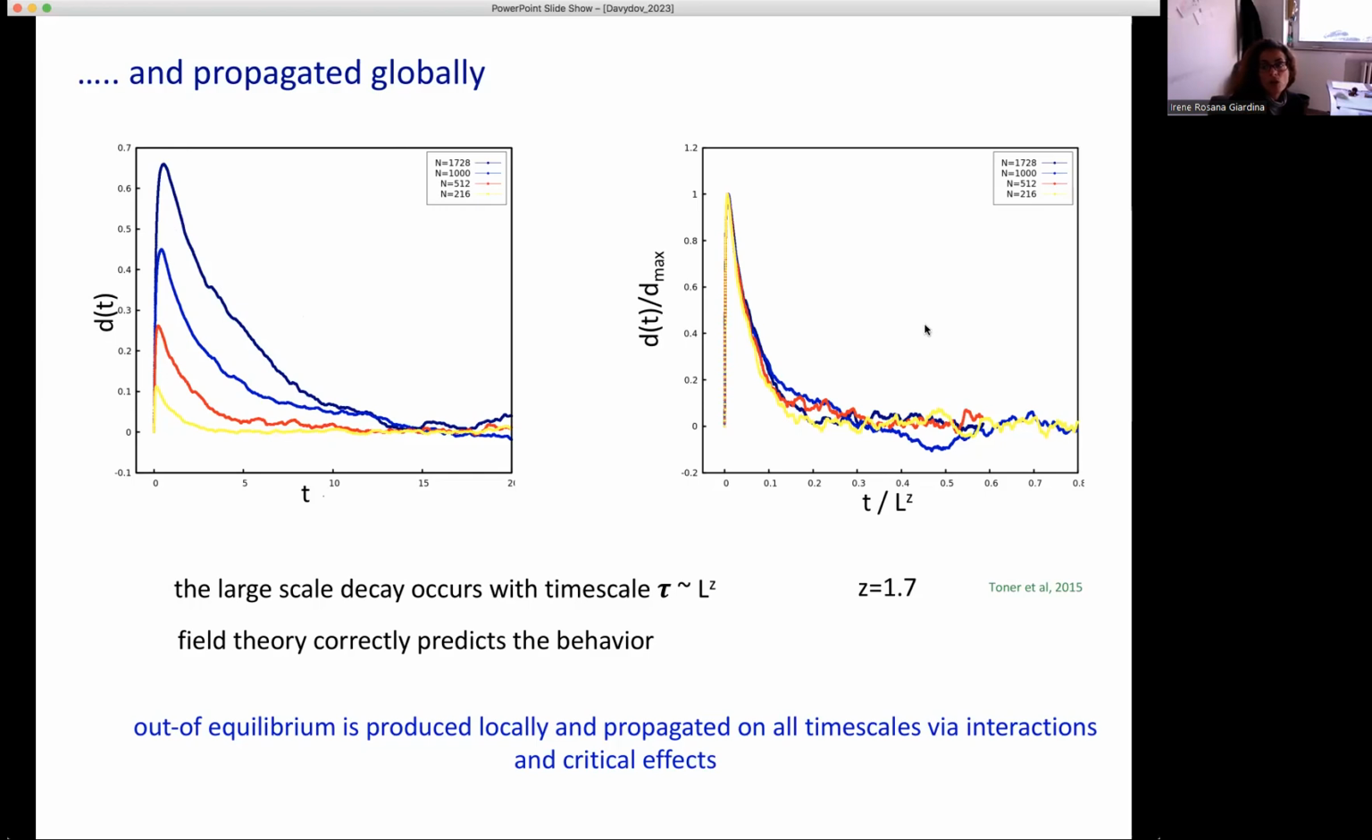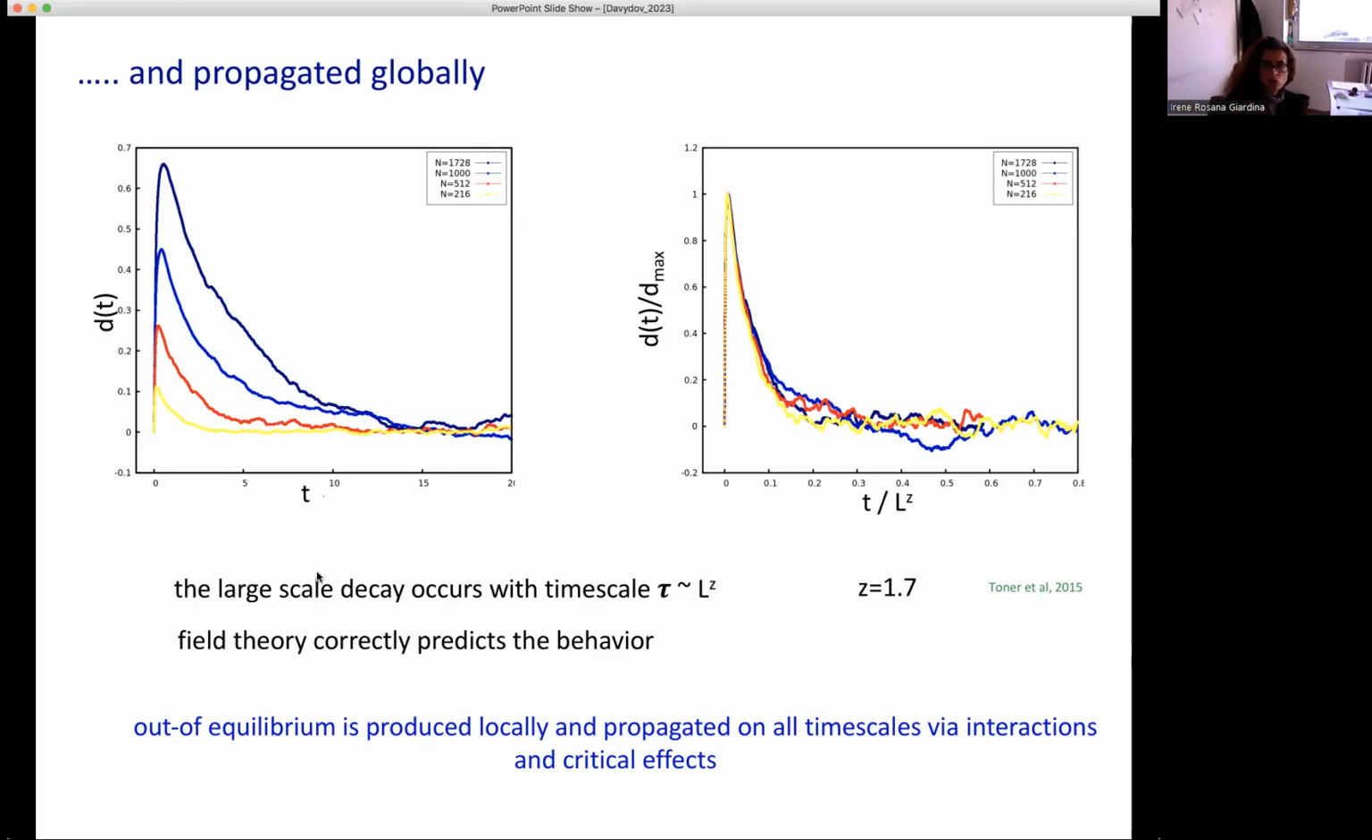And what I observe is that I can rescale all the curves one on top of the other if I plot the D of T as a function of time divided by L to the Z, where Z is the critical dynamic exponent for this system. So what does it mean? It means that each of these curves has a decay time scale, which is the critical time scale for this system, so that if I divide each curve by its characteristic time, I get a collapse, which is what I get on the right.